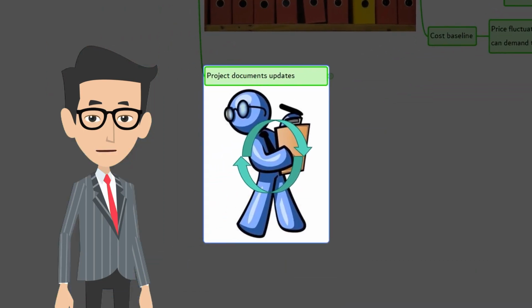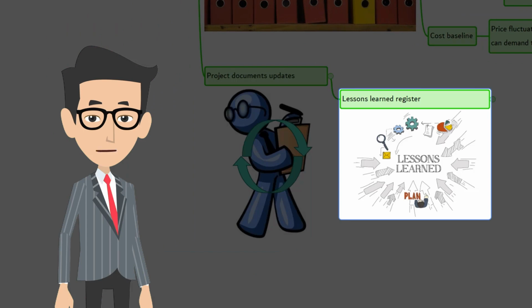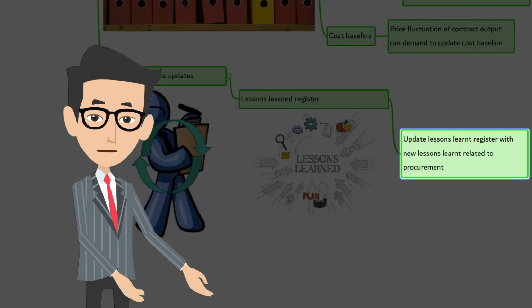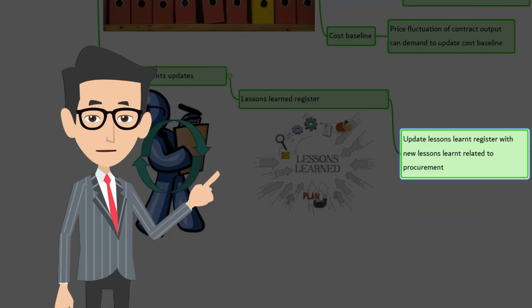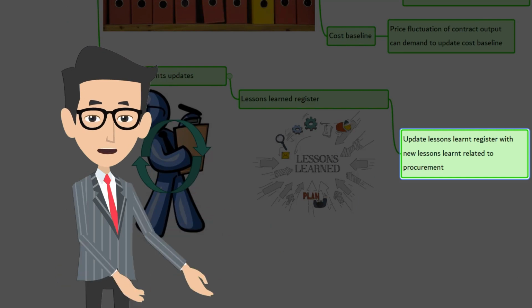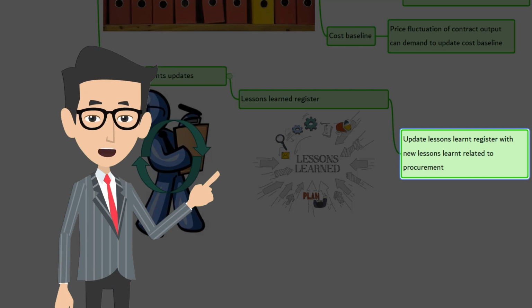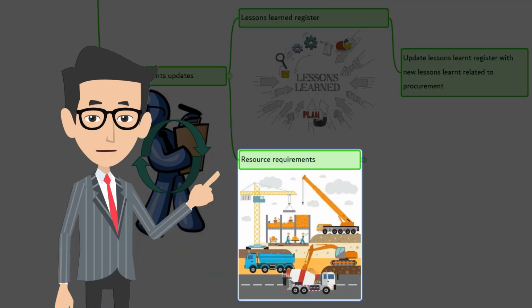Now, let's update the project documents. Lessons learned register. The lessons learned register can be updated with techniques that were effective in maintaining the scope, schedule, and cost of procured items. Wherever variance occurred, the register should show the corrective actions that were used to respond to variance and how effective those actions were. If there is any claim, information should be documented to avoid recurrence. Additional information on how to improve the procurement process can also be recorded.